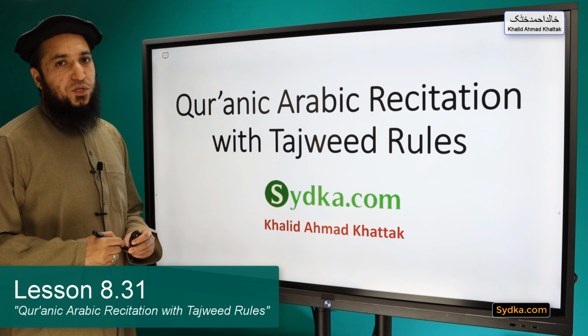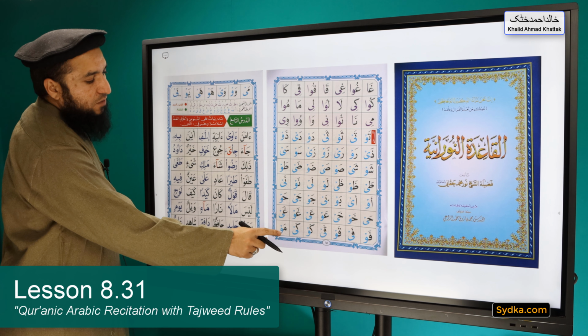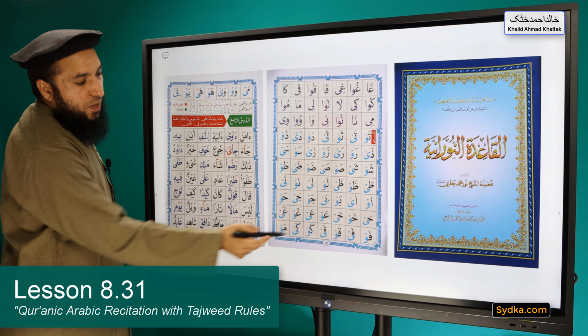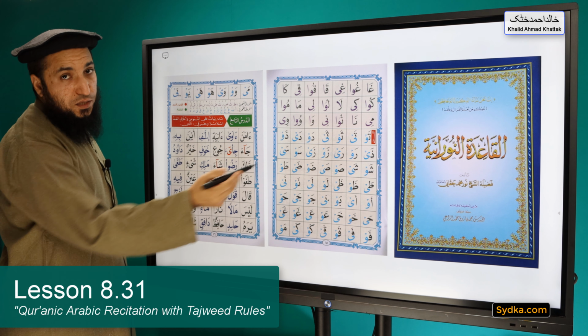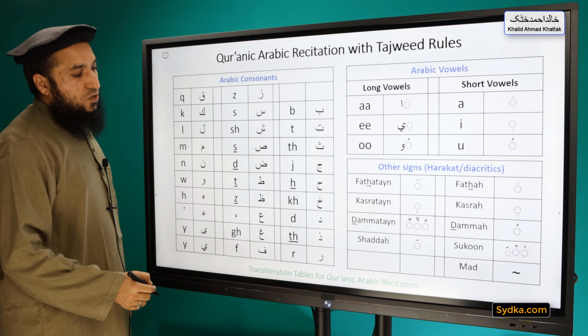Welcome back to another session of Qur'anic Arabic recitation with Tajweed rules. In this session we will be studying these 8 syllables that's from here till there. It is on page number 15 and 16 of Al-Qaeda Nuraniya. This slide is just a reminder for transliteration purposes.